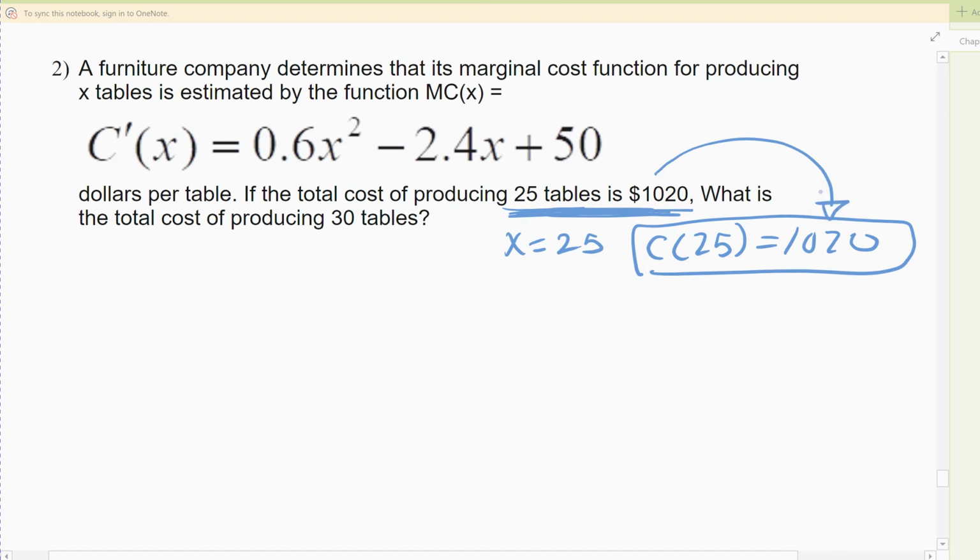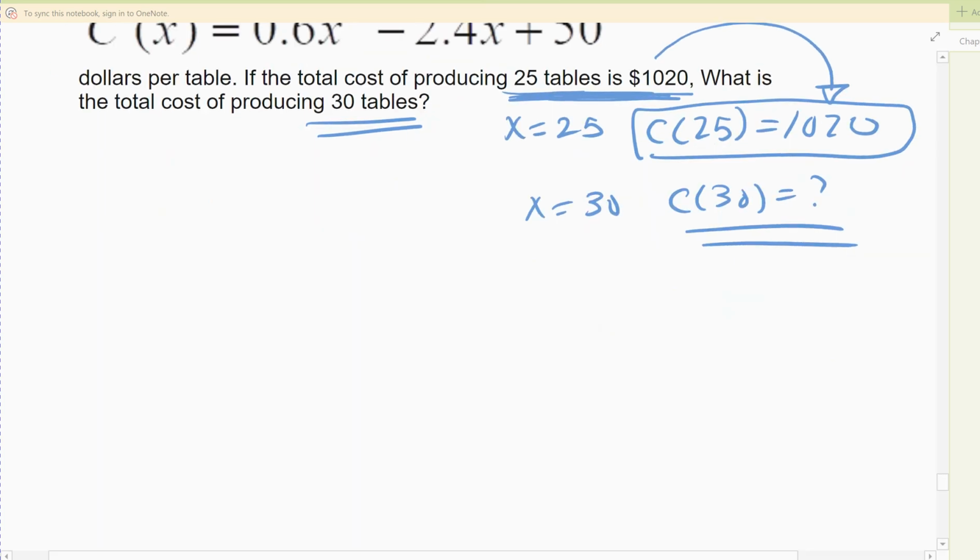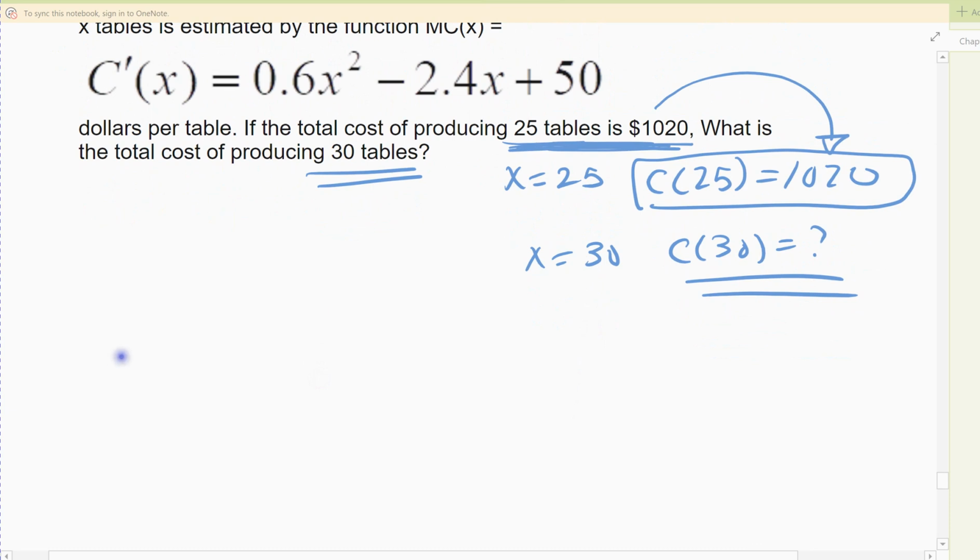Then the final part is, what's the cost when x is 30? What's the cost at 30? That's going to give me my final answer. Unlike the last example, where part A was find the formula and part B was use it, this one they asked all in one question. You have to find the formula for cost in order to figure out how much it costs to produce 30 items. So my cost function first.